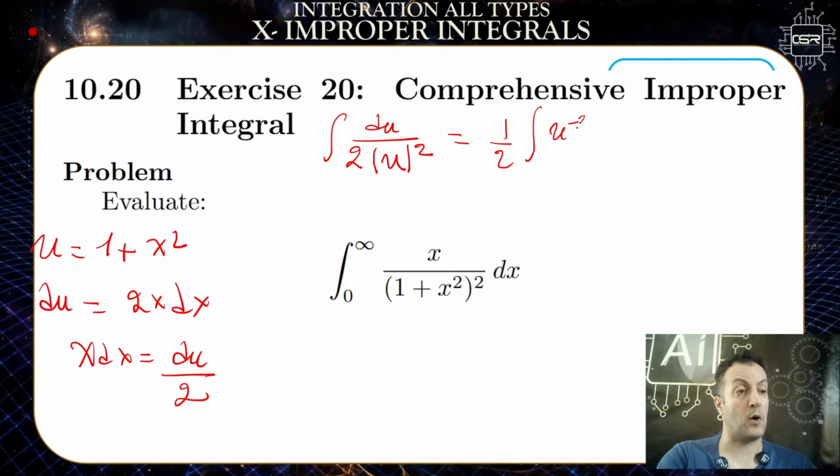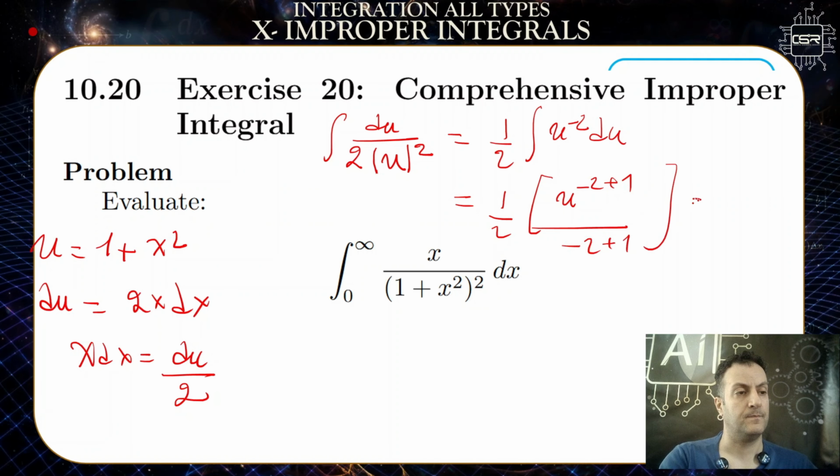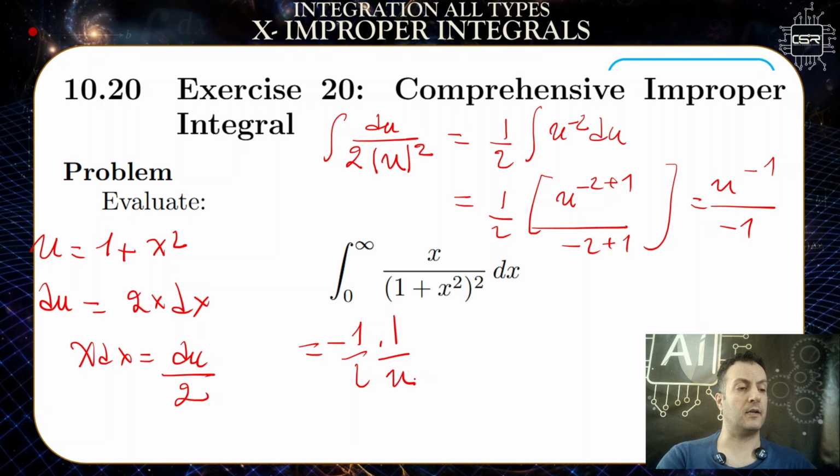Okay, equal to 1/2 integral of u^(-2) du, as we move it to the numerator, which is equal to 1/2 times u^(-2+1) over (-2+1), equal to u^(-1) over -1. This is equal to -1/2 times 1 over u. Let's flip u back into its original value. So it is -1/2 times 1 over (1 + x^2).